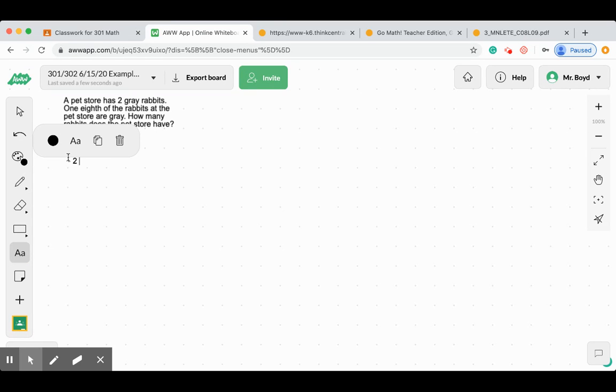We know two are gray, and we know that 1/8 are gray. That was all the information that we were told. So again, I'm going to look at my fraction, which is 1/8, and that's going to tell me how many equal groups to make. So I see my denominator is 8, so I'm going to make 8 equal groups.